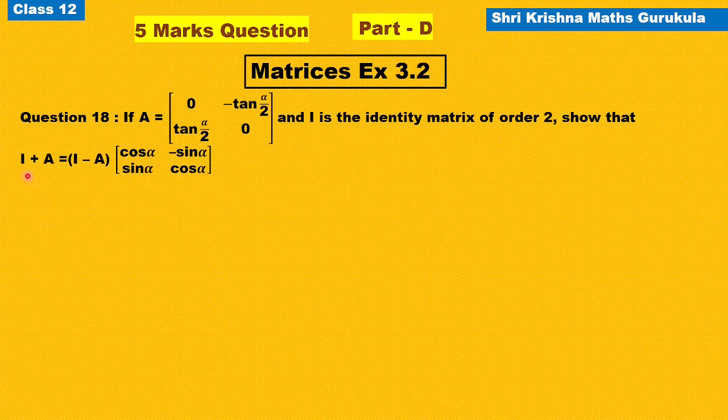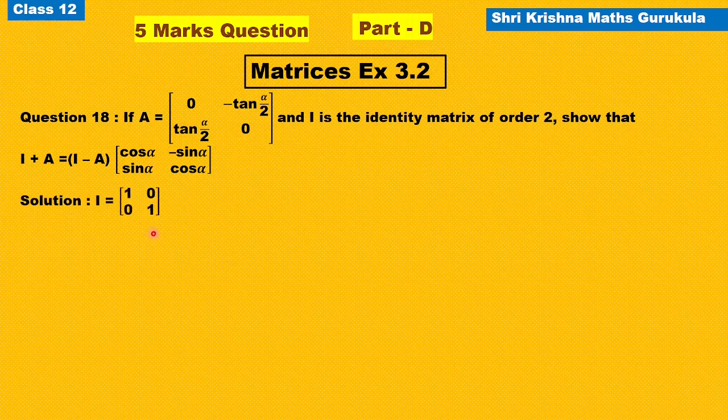Now what we have to do is, first we consider the LHS, I plus A, and simplify that. Then we consider the RHS, that is I minus A into this particular matrix, and simplify. Then we have to show that both are the same. Is this clear? Yes. We shall proceed now.